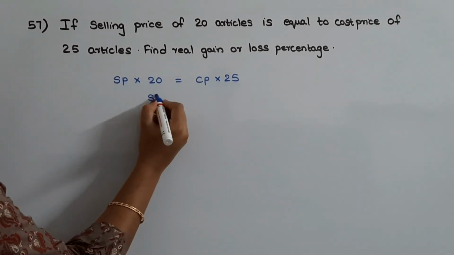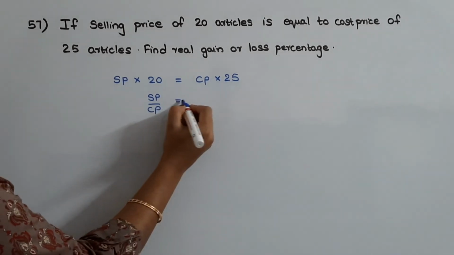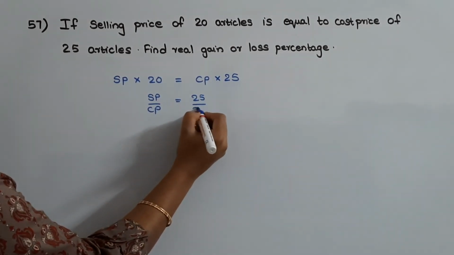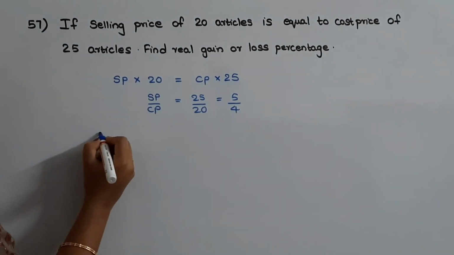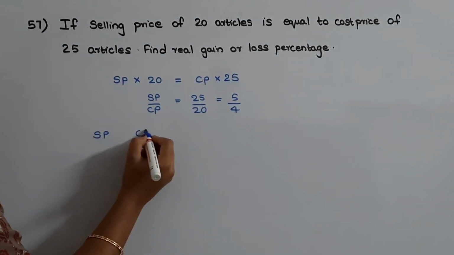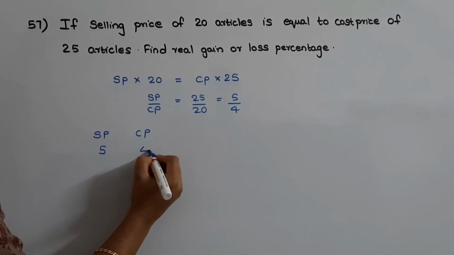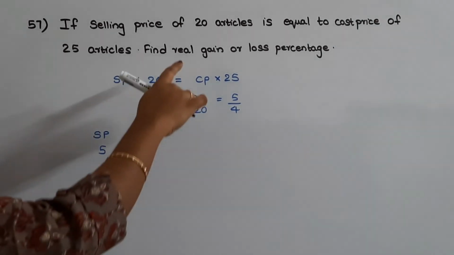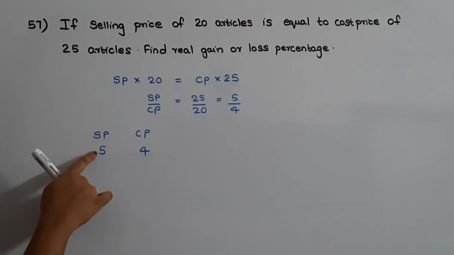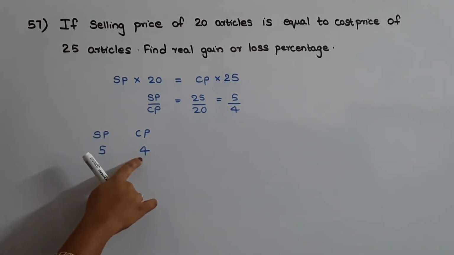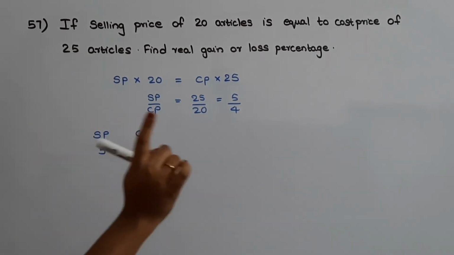So selling price by cost price will be equal to 25 by 20, that will be equal to 5 by 4. Okay. So the ratio of the selling price and cost price will be equal to 5:4. Okay. So we need to find out the gain or loss percentage. Here selling price is greater than that of the cost price. Hence there will be profit.